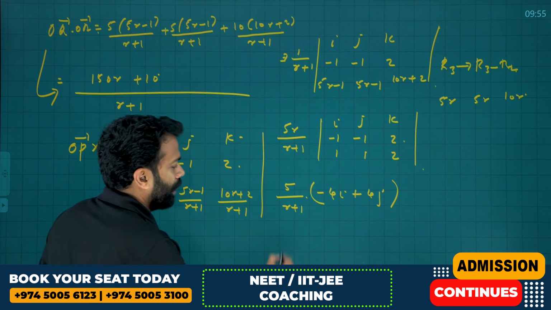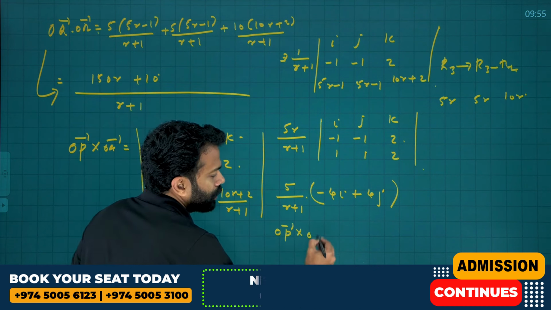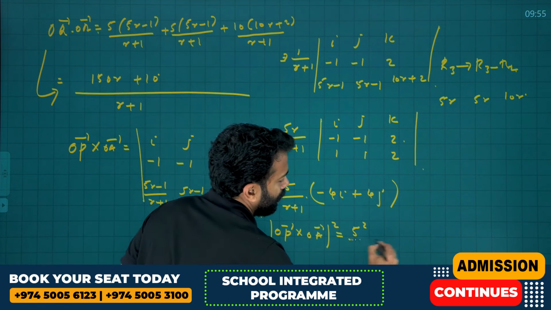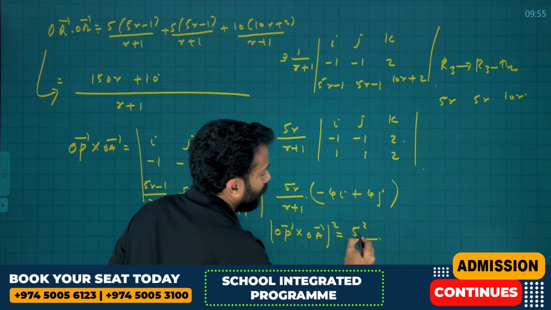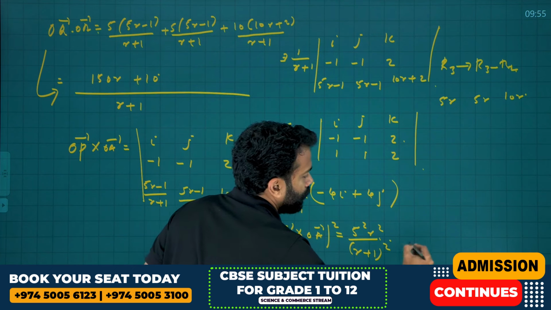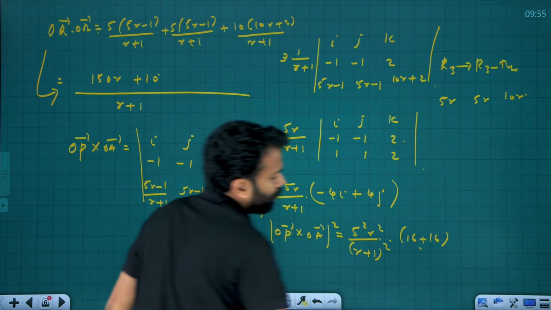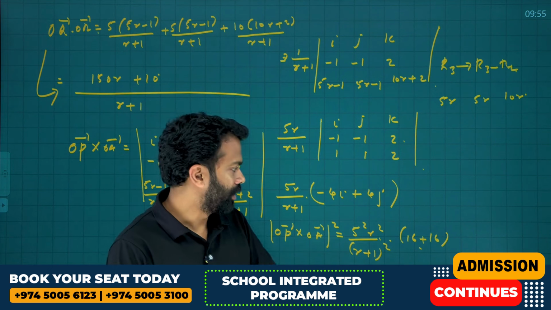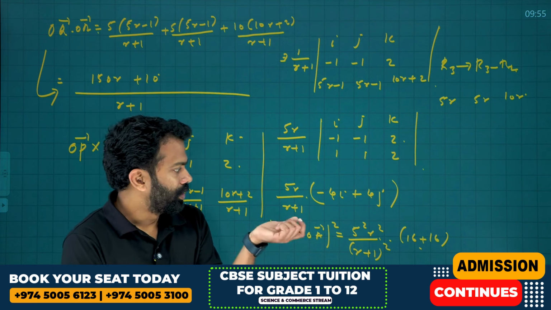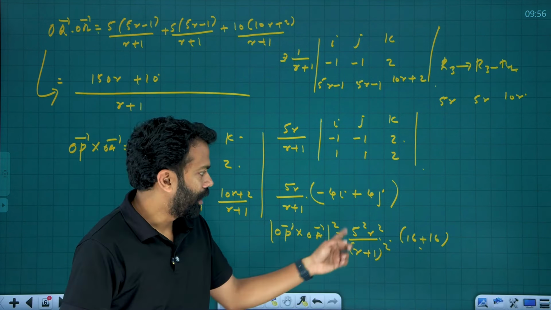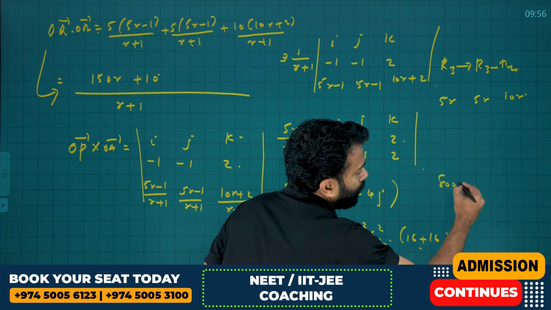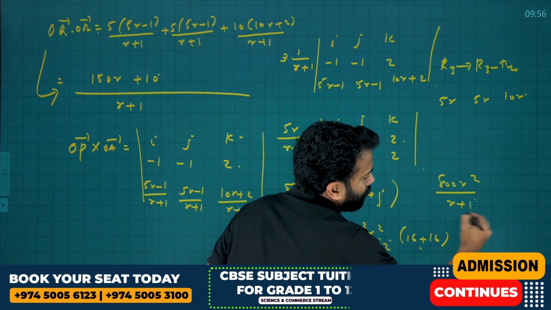And we need to find vector OP cross vector OA, the magnitude of that square. So it will be 5 square r square divided by (r plus 1) the whole square into (16 plus 16). What is 16 plus 16? That is 32. And what is 32 into 5 square? 32 into 5 is 160, into 5 again is 800. That is 800 r square divided by (r plus 1) the whole square.